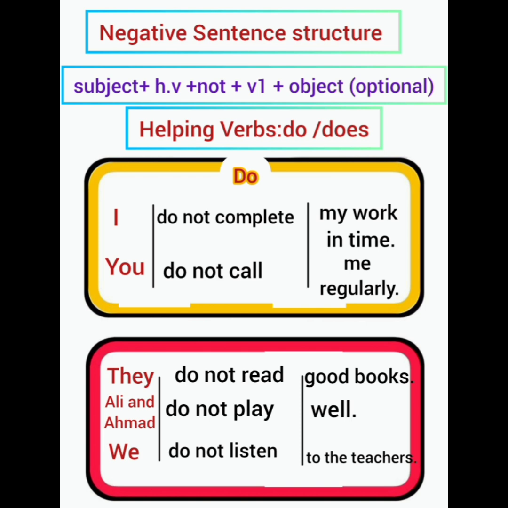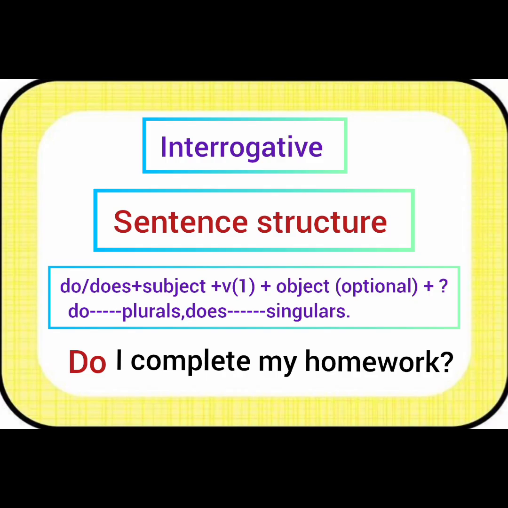Now it's time for interrogative sentences. And just keep one thing in mind, that do and does will be followed here in interrogative sentences as well. The sentence structure is here. First of all, we use do and does according to the requirement. Then plus subject, we add subject here, plus first form of verb plus object.